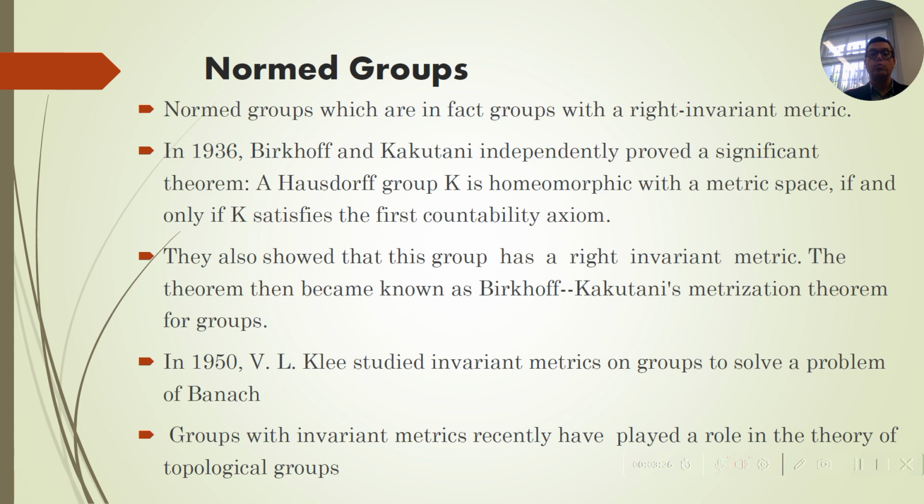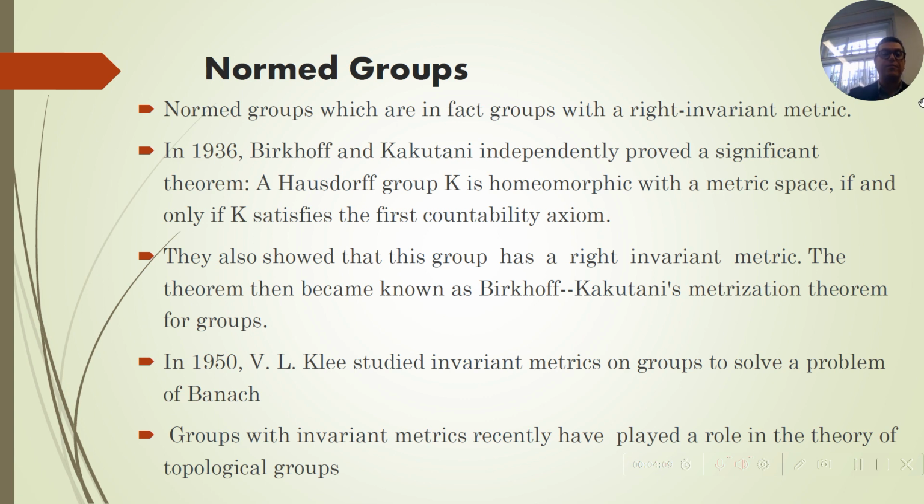Now let's switch to norm groups, which are in fact groups with a right invariant metric. In 1936, Birkhoff and Kakutani independently proved a significant theorem: a Hausdorff group K is homeomorphic to a metric space if and only if K satisfies the first countability axiom, meaning each neighborhood has a countable basis. They also showed that this group has a right invariant metric. The theorem became known as the Birkhoff-Kakutani metrization theorem for groups.